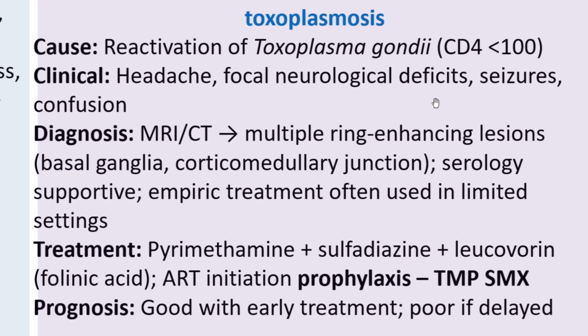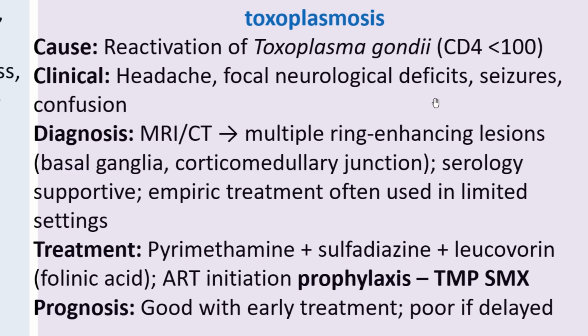Normally, in limited resource settings where we do not have the luxury of doing these tests like the MRI, you may decide to do empiric treatment, whereby we treat with pyrimethamine, sulfadiazine, and leucovorin, which is also called folinic acid. And folinic acid is a derivative of folic acid. And the folinic acid is mainly there to help prevent the suppression of the bone marrow.